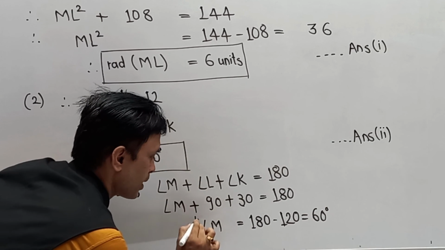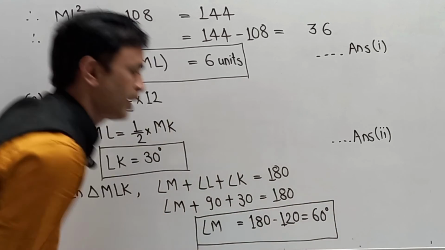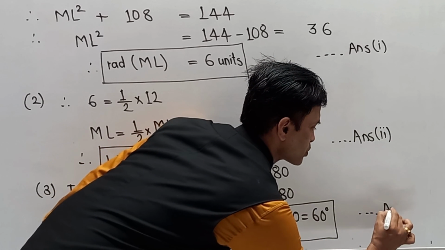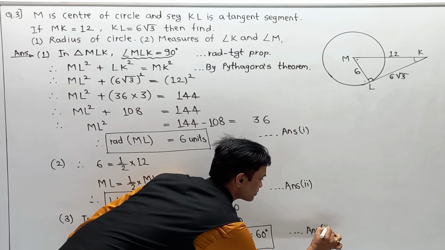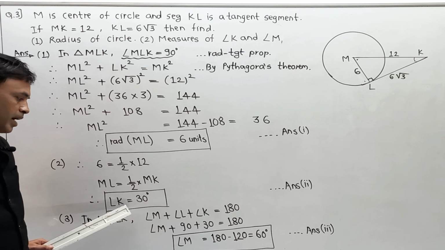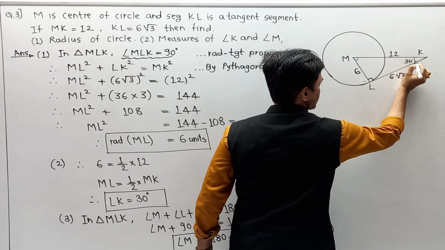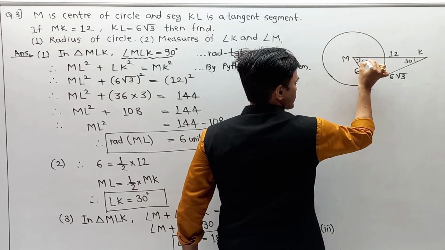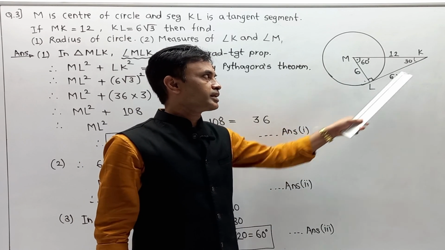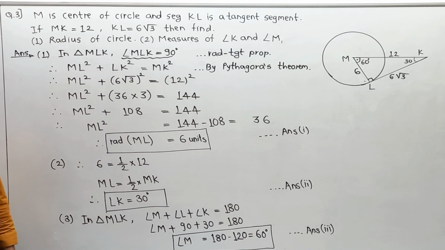And this is the third part or third answer of our question. And in this way angle M becomes 60 degree, and that is also one answer. So answer 3. Means you are able to get the value of K as 30 degree over here and the value of angle M as 60 degree over here. Means this is a triangle of 30, 60, 90 degree. And in this way you can properly solve the numerical.